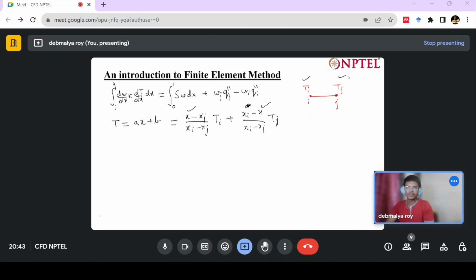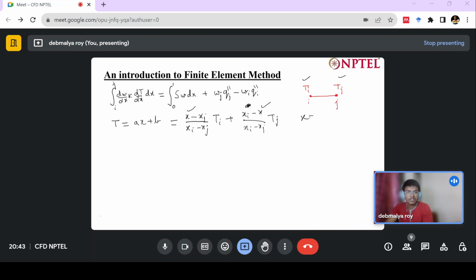Since we are putting Ti and Tj as the endpoint temperatures, we are exposing an essential boundary condition. So my trial function should satisfy that. That should be a requirement.